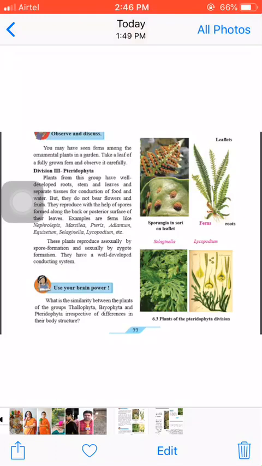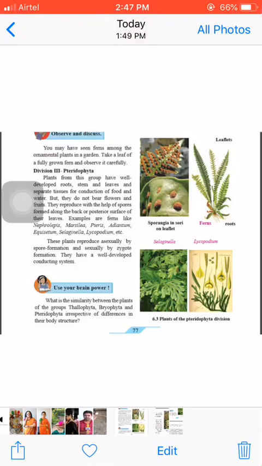Asexual means when only one parent is involved. This type of reproduction is known as asexual reproduction, and when both the parents, male and female gametes, are responsible for the reproduction, that type of reproduction is known as sexual reproduction. Now, these are some characteristics of Pteridophyta.